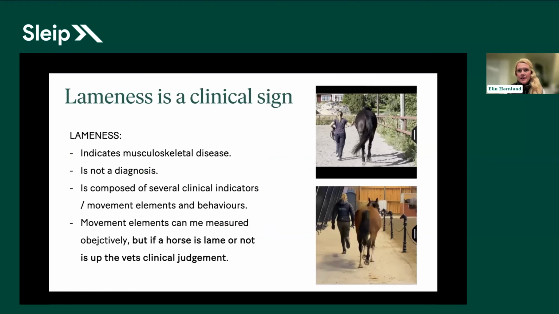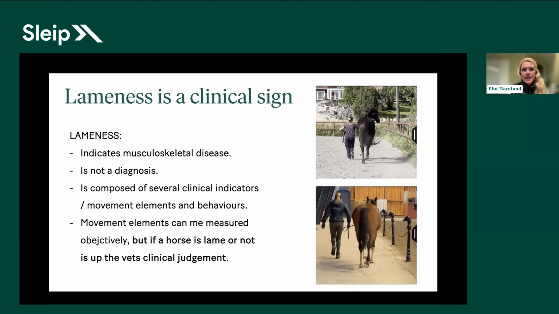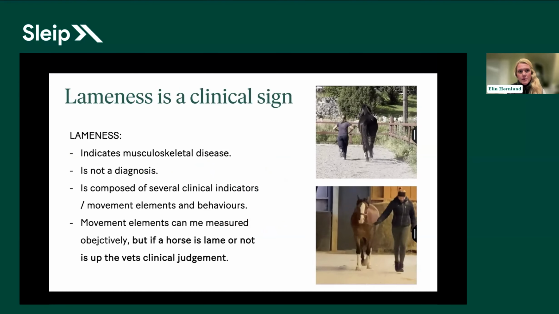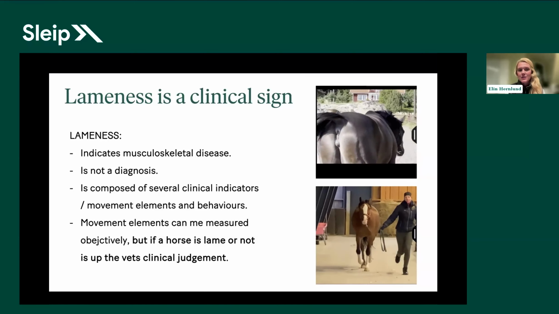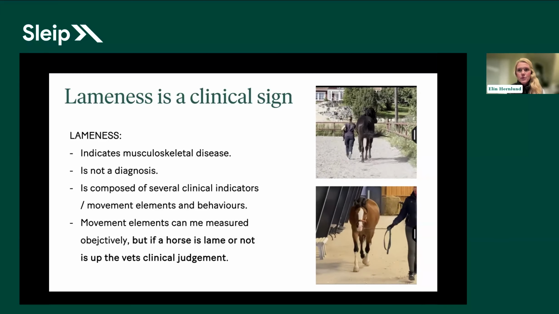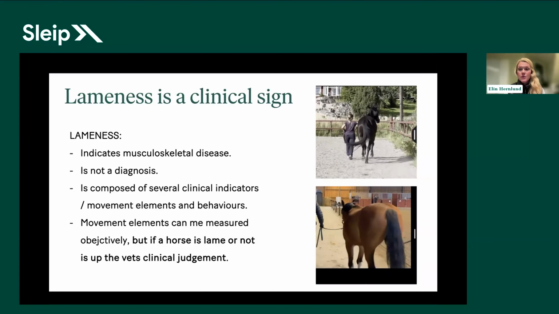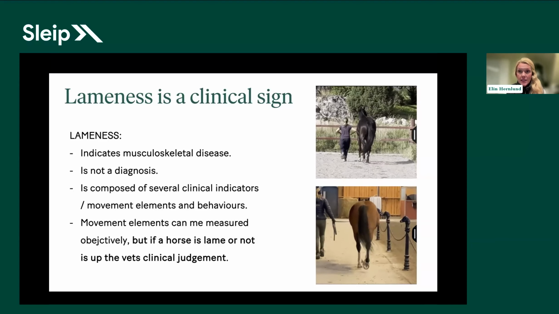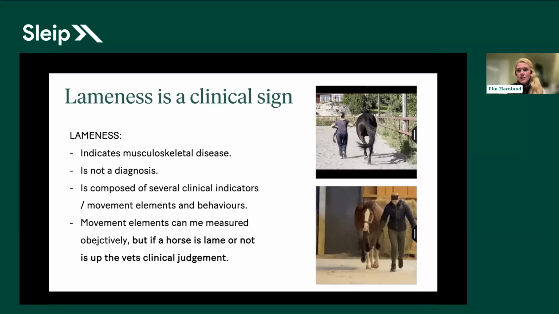So lameness instead, I'd say, is a clinical sign. So it's not a diagnosis, but it's something that indicates musculoskeletal disease. A diagnosis would be much more specific. But this clinical sign called lameness is composed of several clinical indicators or different small movement elements and also behaviors. So as a vet, for example, you would observe different types of elements of the motion of a horse or its behaviors that would tell you that it has signs of disease. And these movement elements can be measured objectively using different types of technology. But if the horse is lame or not is up to the vet's clinical judgment.